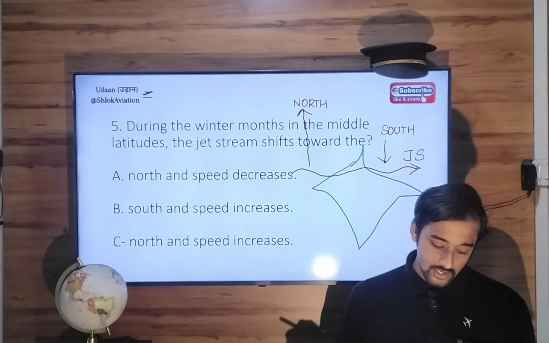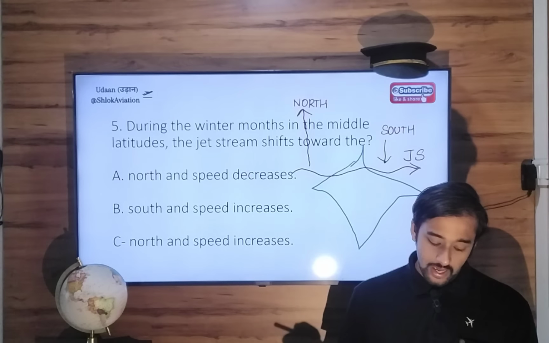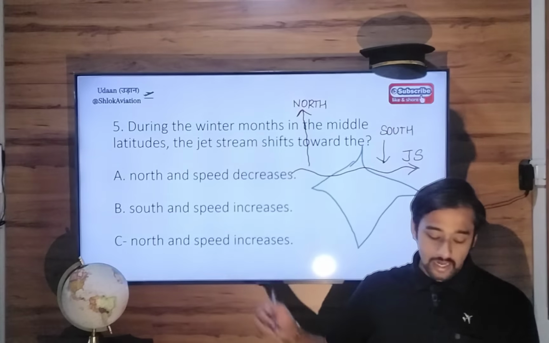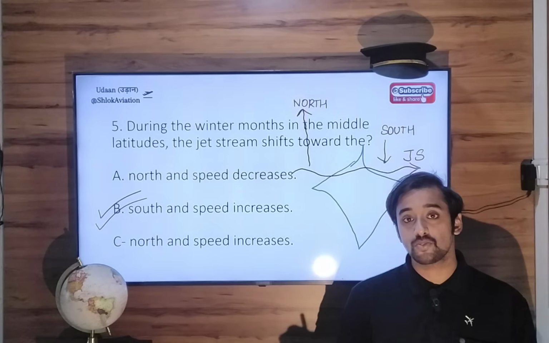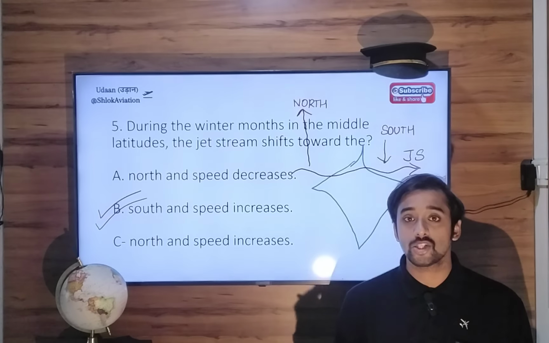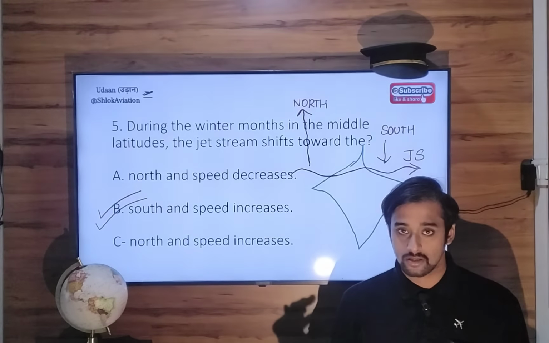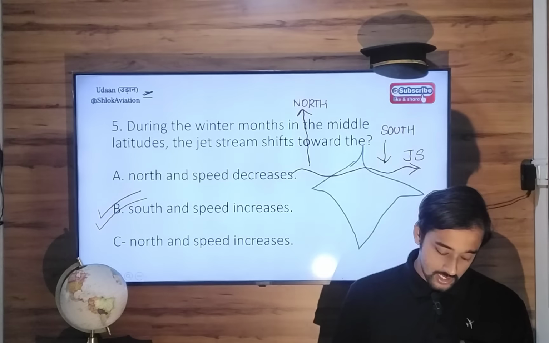So that is the answer. During winter months they will migrate south and the speed increases. So always during winters the speeds of jet streams are much more than speeds during summer months. So option B is the correct option.